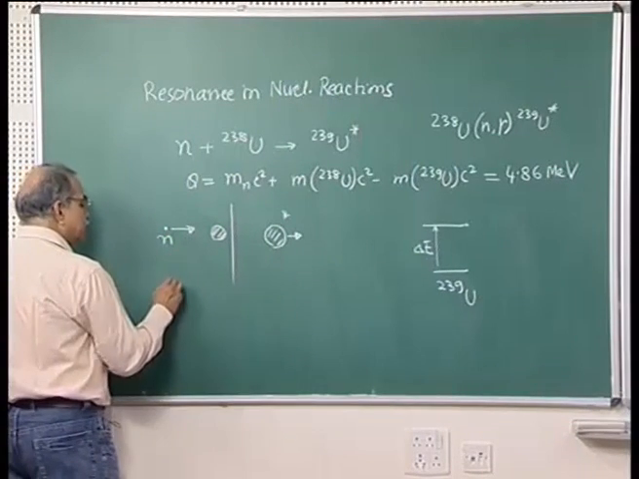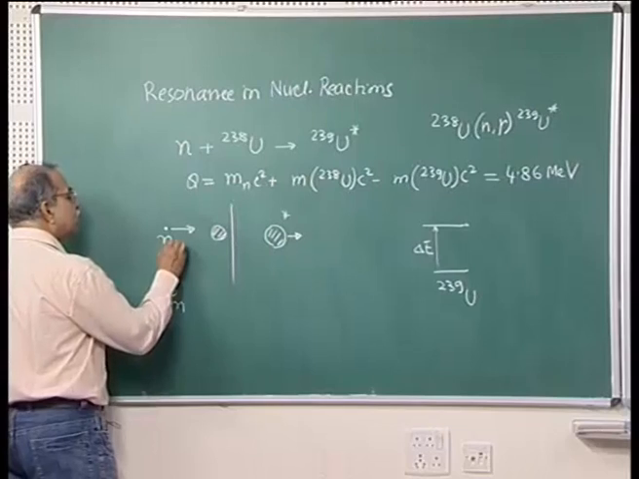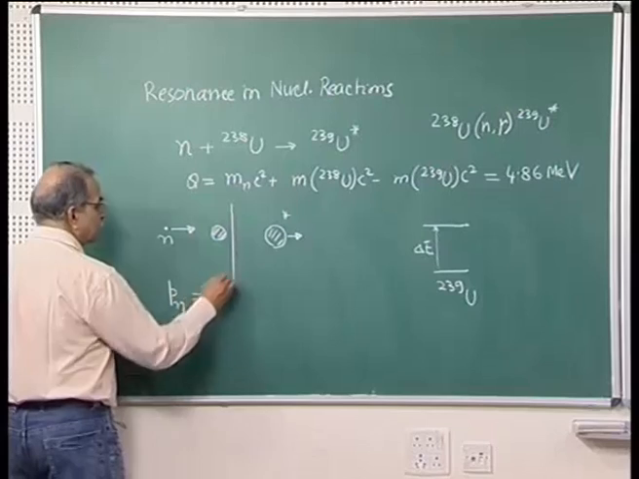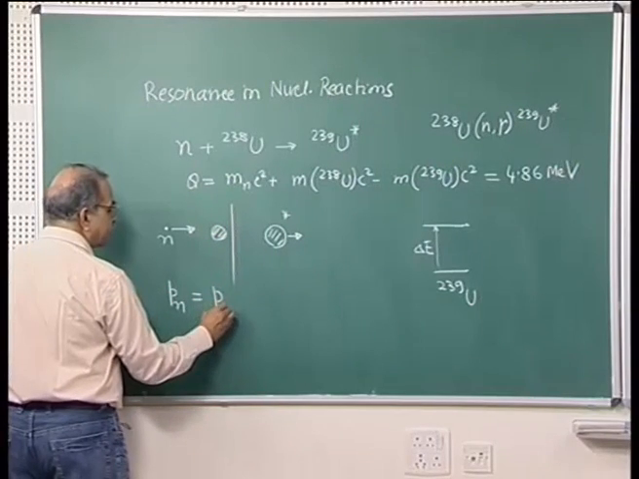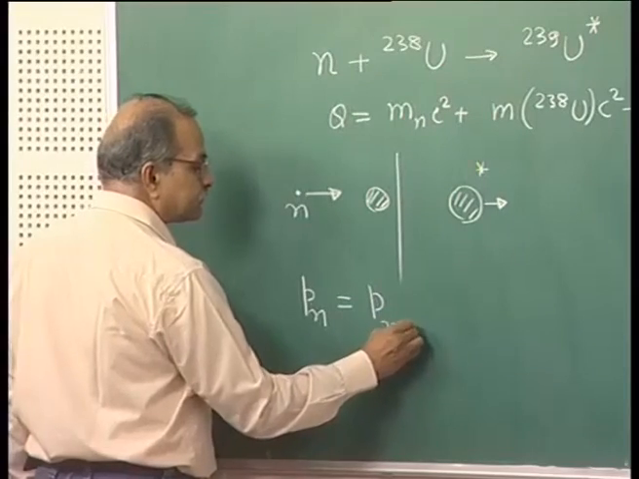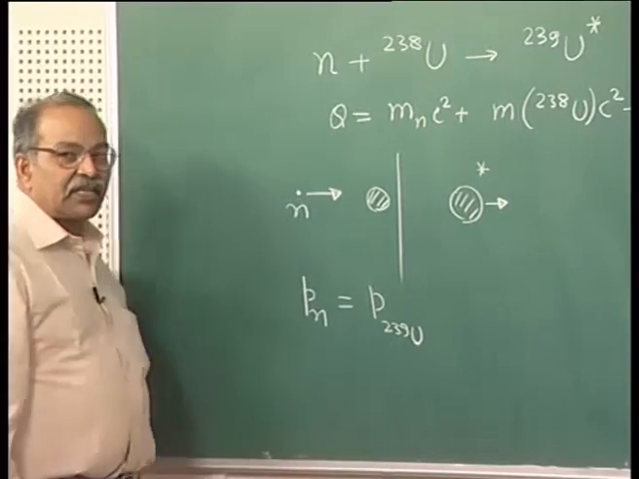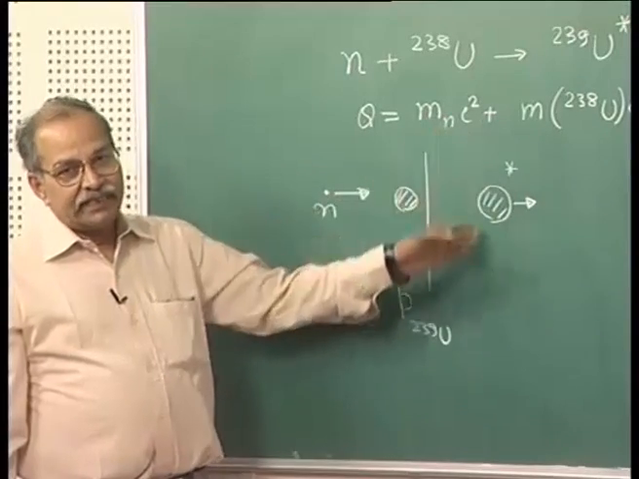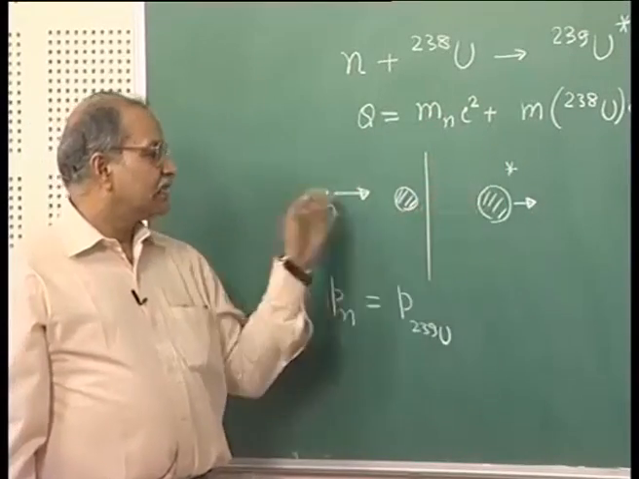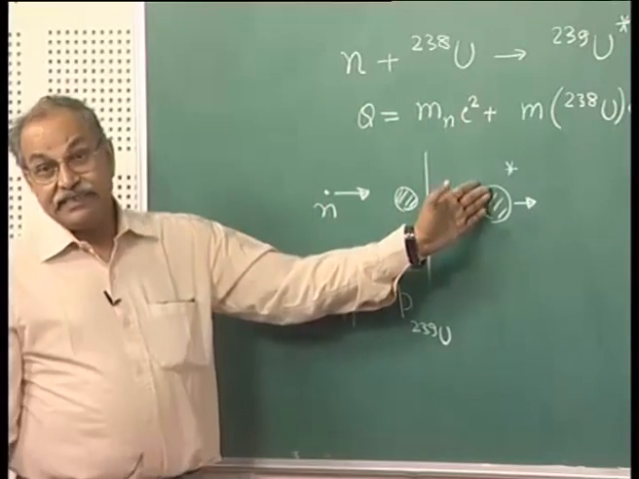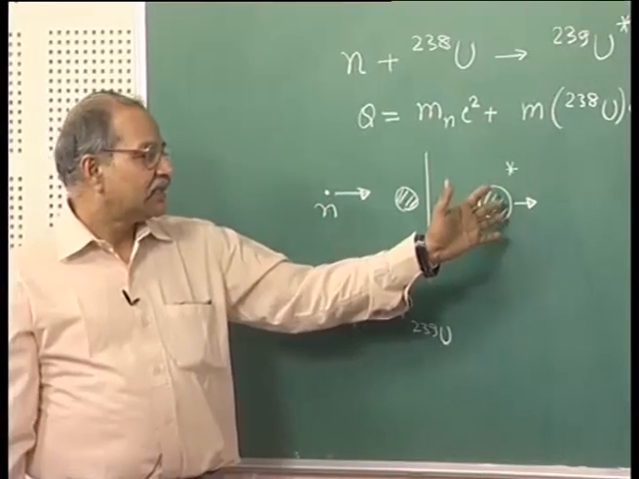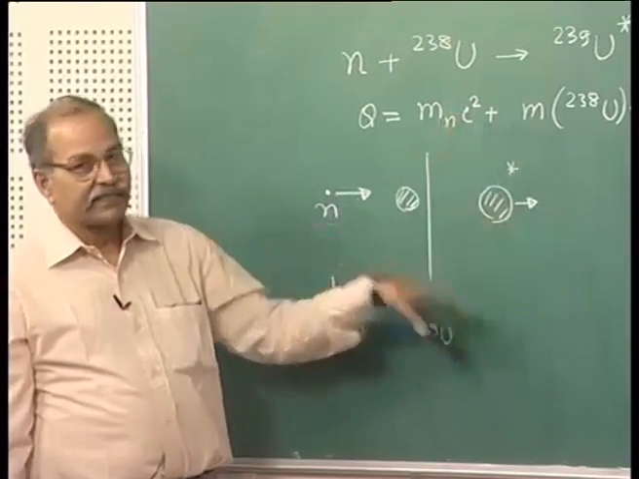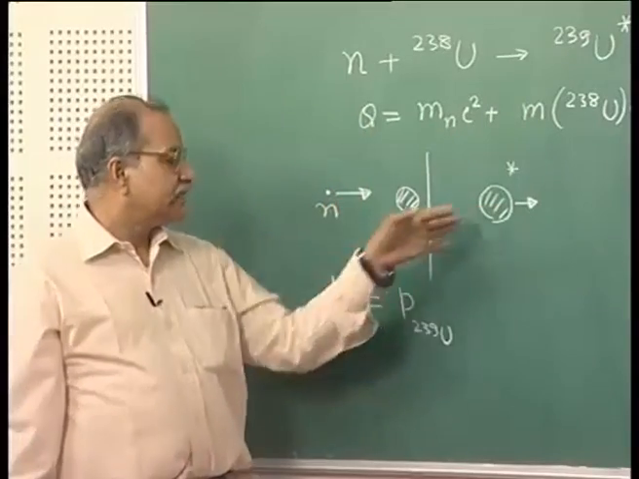So, the linear momentum of this neutron, that is the initial momentum, should be equal to the linear momentum of this uranium 239. That is linear momentum conservation. There is only a single particle, so it cannot go anywhere else, it has to move in this original direction only, inside the target. Remember, we are not assessing this nucleus, we are not reaching this nucleus, it is inside the target, but it has to start in that direction.